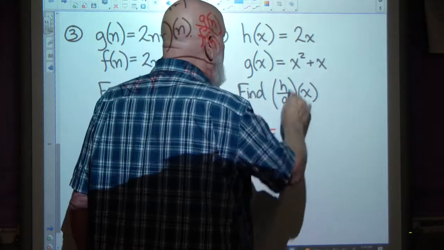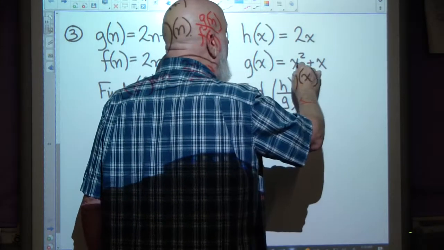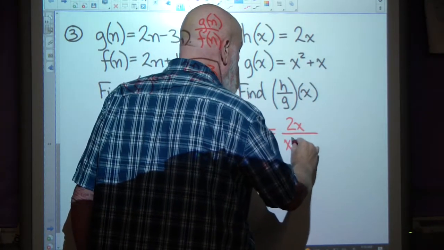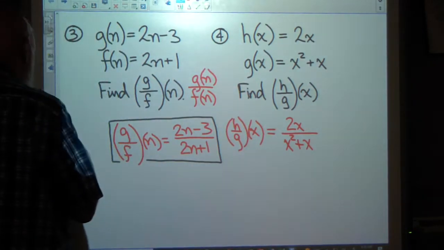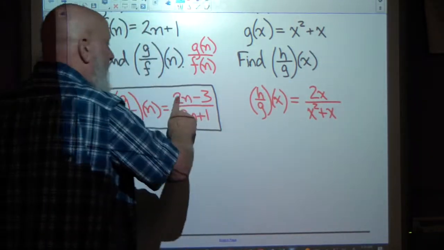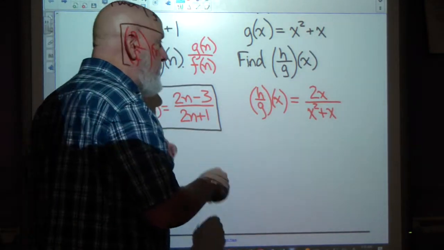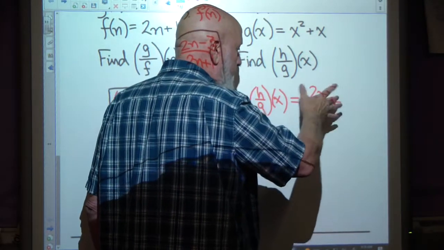H over g of x is 2x, that's h of x, over x squared plus x. Now I'm going to see if I can factor this. As I did with this one, I looked to see if either one of these would factor, and they wouldn't, so I was done. I look at this one, that won't factor. It only has two factors, 2 and x. It won't factor any further.